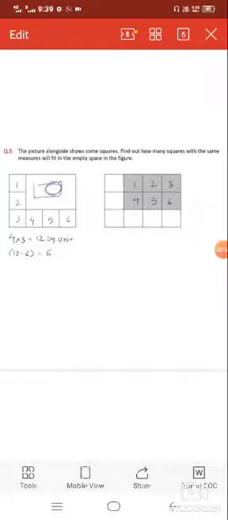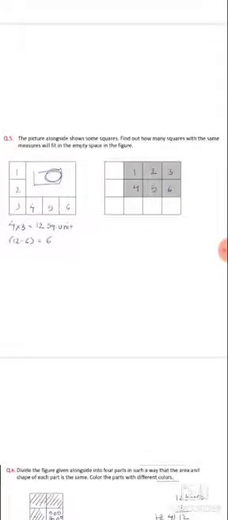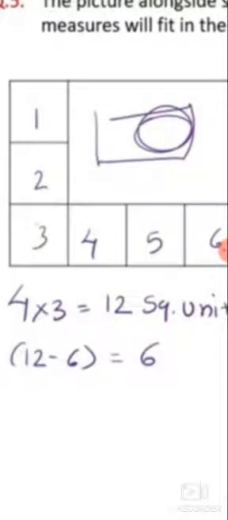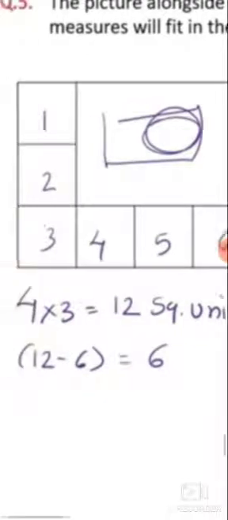Okay. Now see question number 5. The picture alongside shows some squares. Find out how many squares with the same measures will fit in the empty space in the figure. How many boxes are given in that empty figure? First of all, count the boxes: 1, 2, 3, and 1, 2, 3, 4. Okay, so the total boxes are 1, 2, 3, 4, 5, 6. The total boxes are 6.